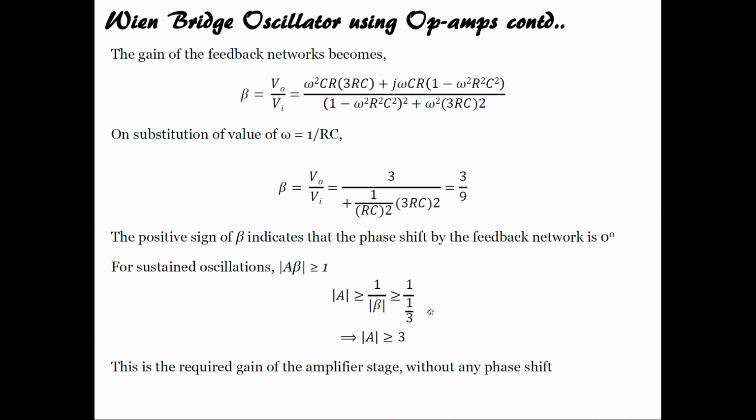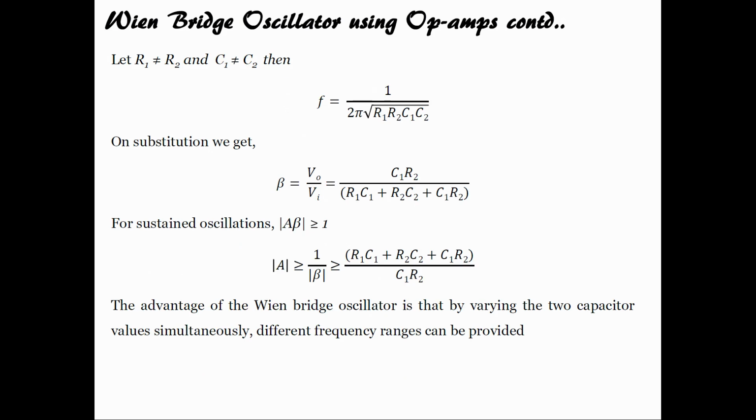So, my beta, which is the feedback network, if I solve further, beta is nothing but 1 by 3, right. And what is my gain? My gain should be greater than or equal to 3, then only my A into beta would be greater than or equal to 1, because 1 by 3 into 3 is greater than or equal to 1, right. So, this is the required gain of the amplifier without any phase shift, because there is no phase shift in case of Wien bridge oscillator, alright. In case of Wien bridge oscillator, there is no phase shift.